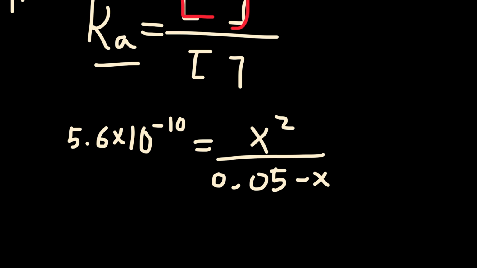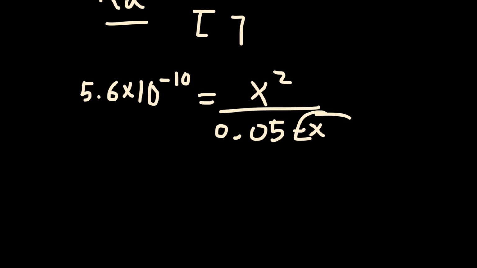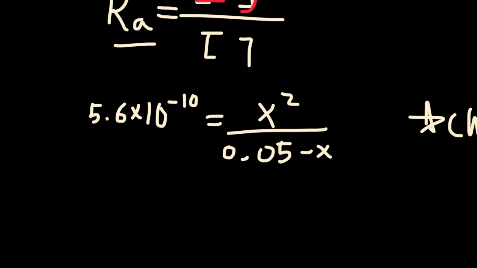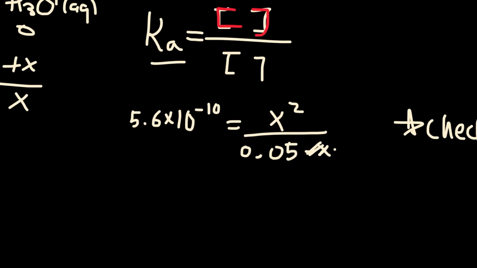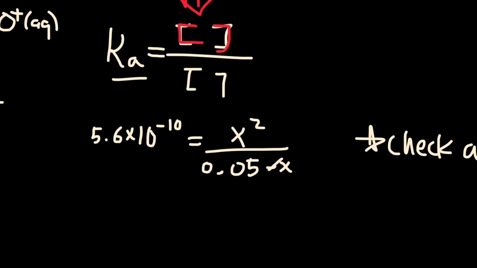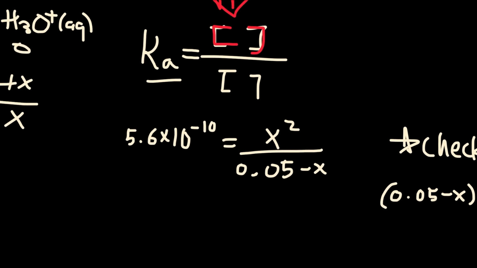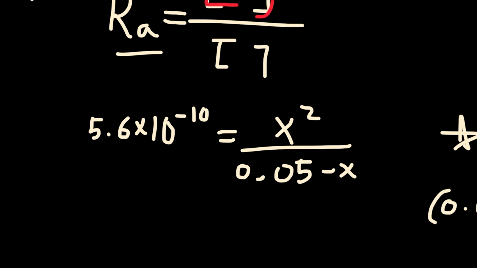Okay, now because our Ka is very small, that means we can just omit the x here, but that means we have to check our assumption later. So we can omit this for now. Although on an exam you do want to write something like 0.05 minus x is just basically the same as 0.05 since x is so small.